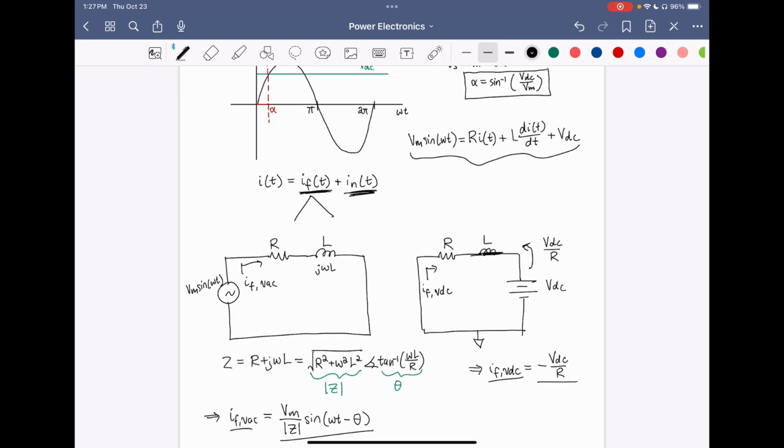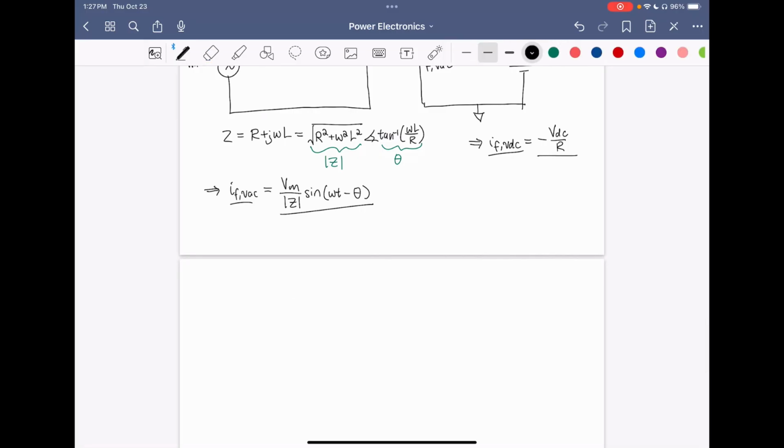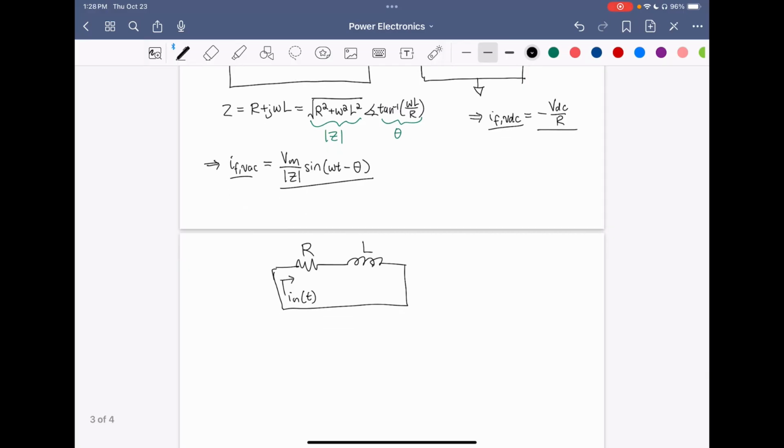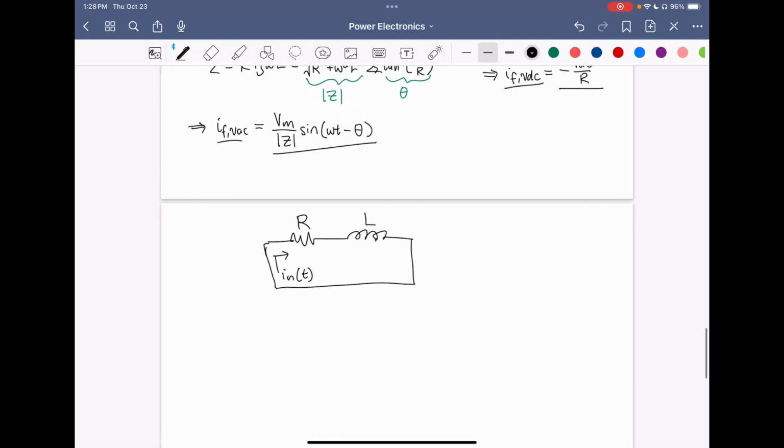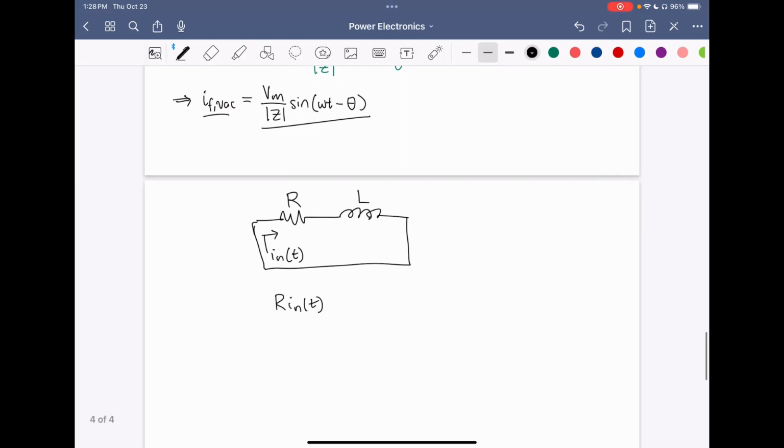The natural response is how the circuit behaves without any of these sources present. So it's really just the resistor and inductor tied to themselves. And we're looking for the natural response, I_n of t. So as in all different types of circuits, we're going to use KVL here. So we're going to have R times I_n of t, the voltage drop across the resistor, plus the voltage drop across the inductor, VL, which is L dI_n of t over dt. This is going to be equal to 0.